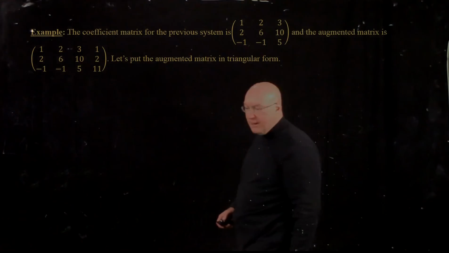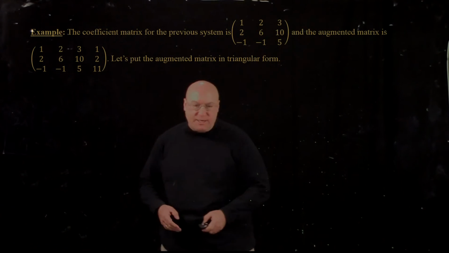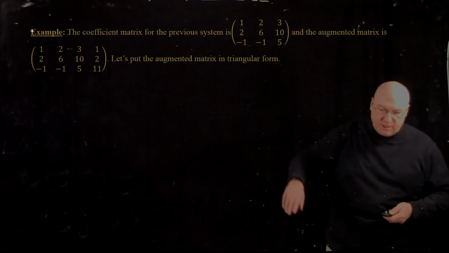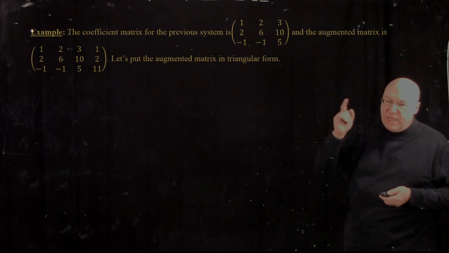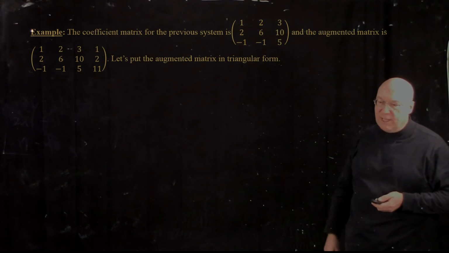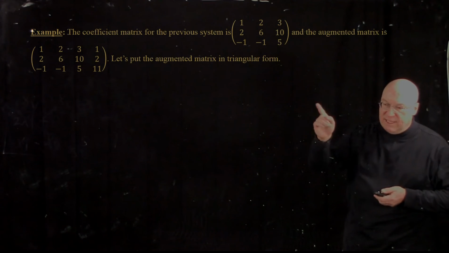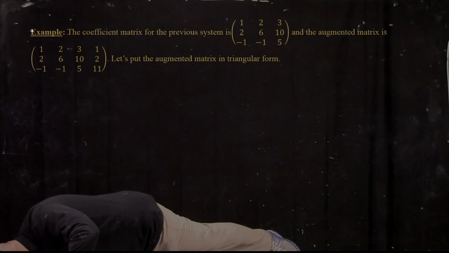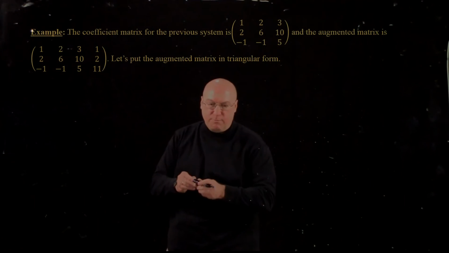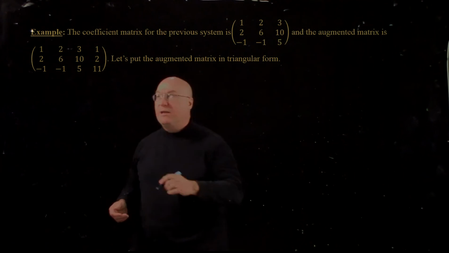All right, so if you go back and look, I didn't rewrite the system. I couldn't leave it up there because we had writing going over it. But if you look at that system, there's the coefficient matrix, and the augmented matrix is right there. So let's just put the augmented matrix in triangular form.